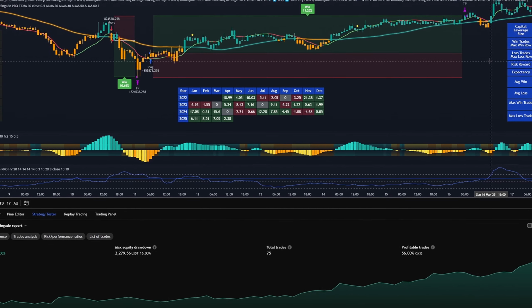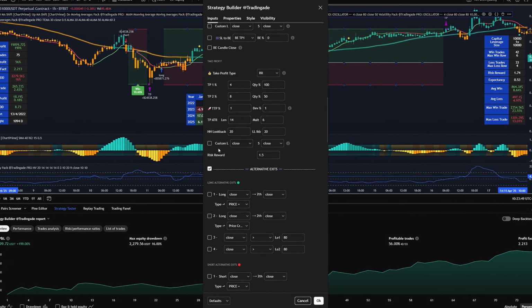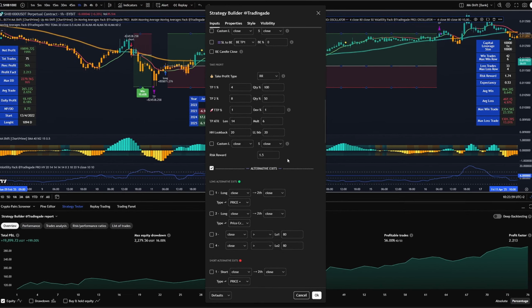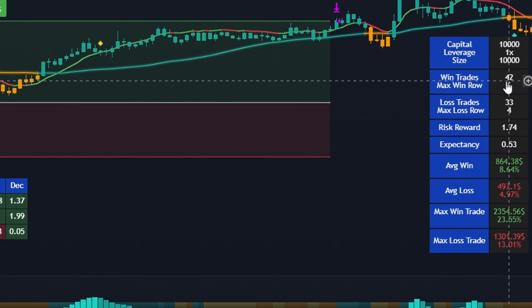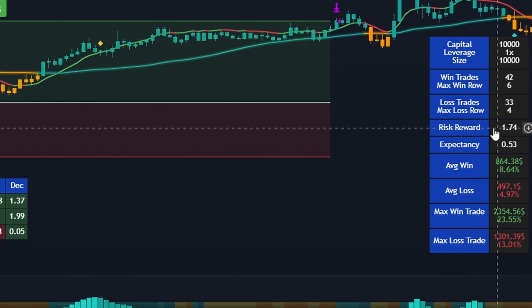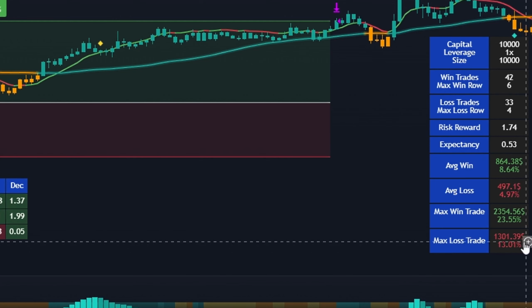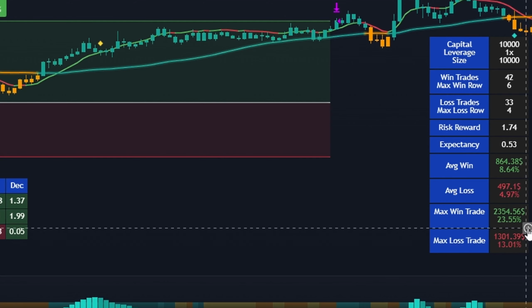I want to specify this because I don't want you to get confused between this risk-reward and this other risk-reward, which has the same name, but they are calculated in a different way. Then we can see the max win row, which is 6, and the max loss row, 4. The expectancy is 0.53, which is a high value, absolutely good. Max win trade 23.55%, while max loss trade 13%.